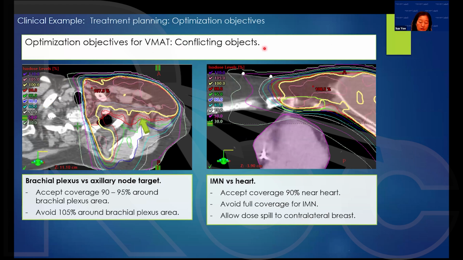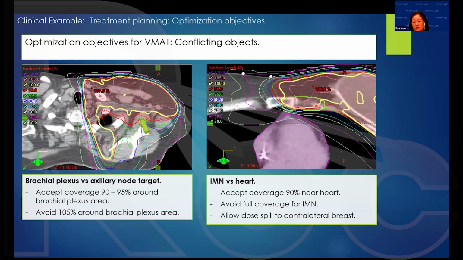This is the conflicting objective I talked about. So this is the plexus and this is a target. Plexus is inside of the target. What are we gonna do? We just need to avoid the hot spot. And also maybe we might have a little bit of cold coverage. So this target area, we cover with like 90%, and this 100 might break, but we need to make sure that 105 doesn't appear at the plexus level.